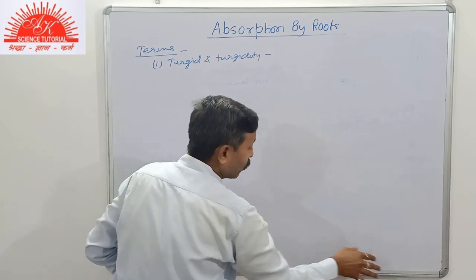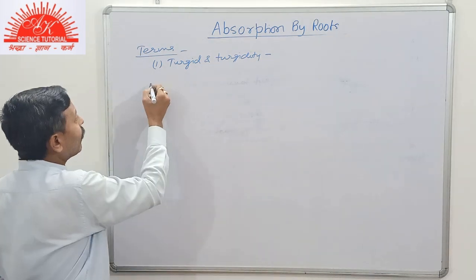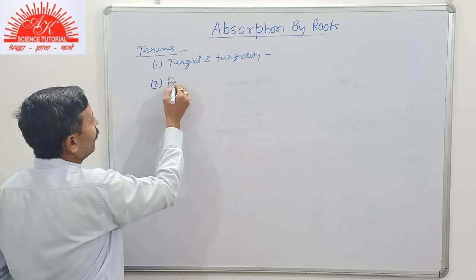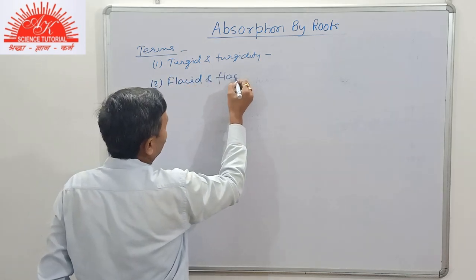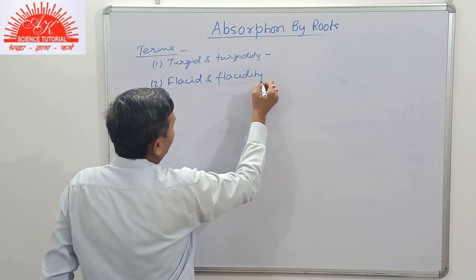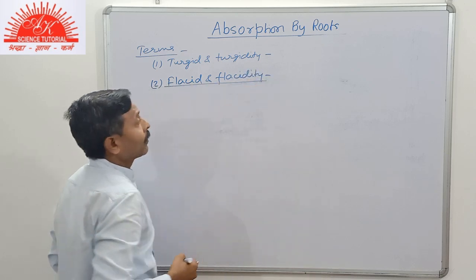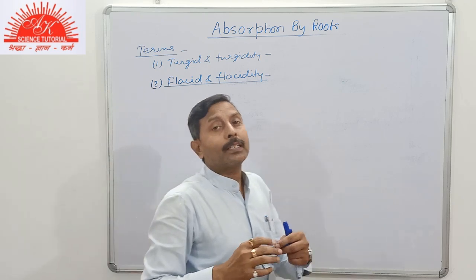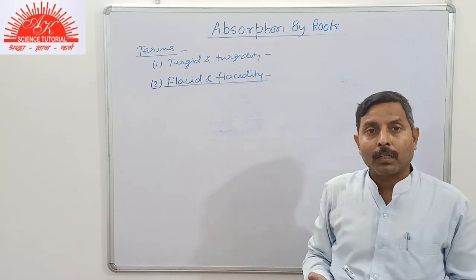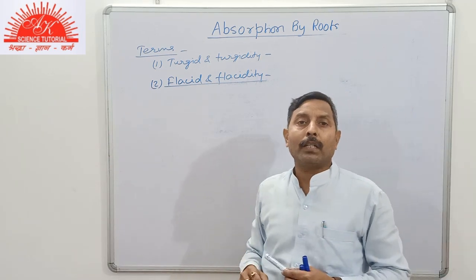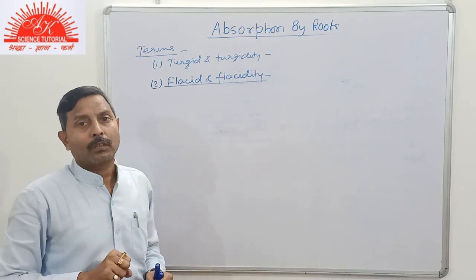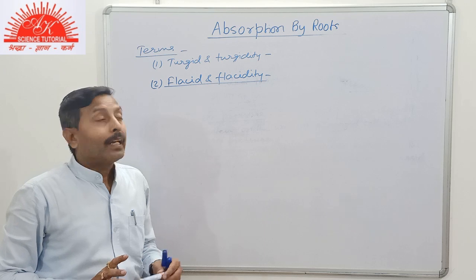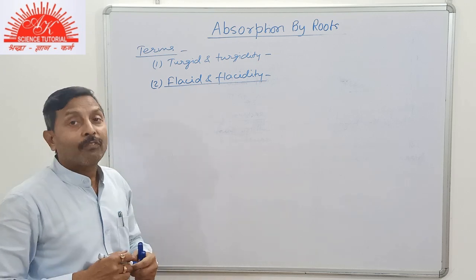Now, just one more definition: flaccid and flaccidity. Now, students, when a cell is placed in a hypertonic solution, then exosmosis will take place, due to which the cell will become loose. It will limp. In that case, the cell is said to be flaccid.